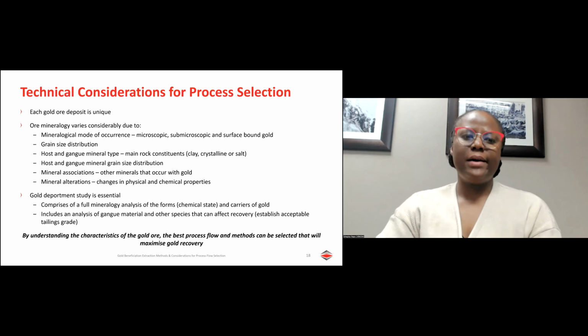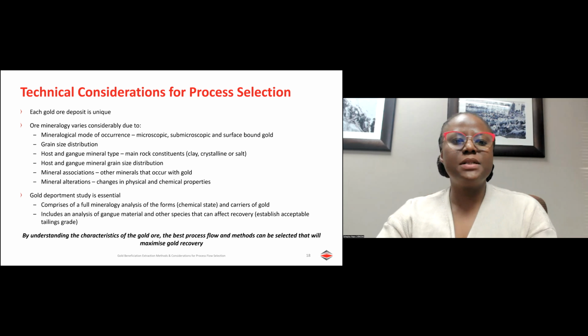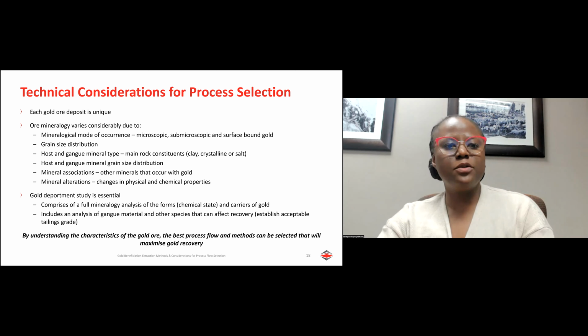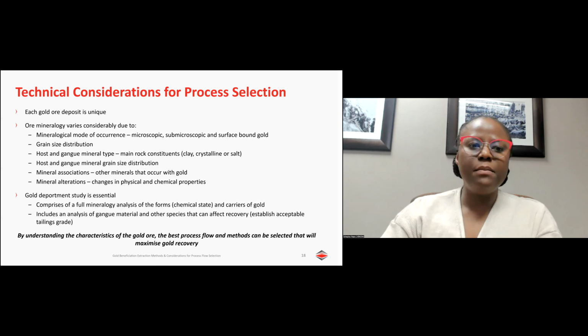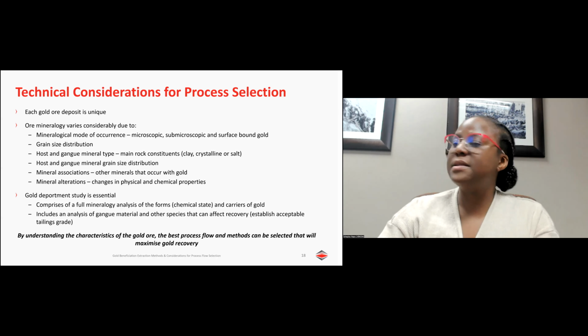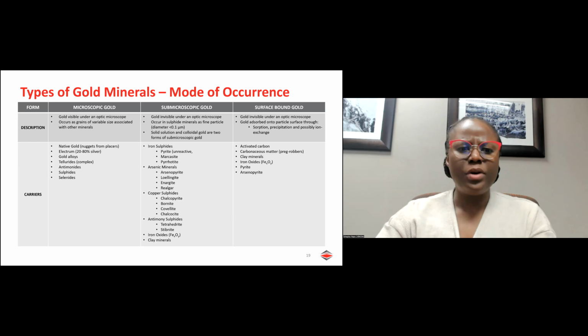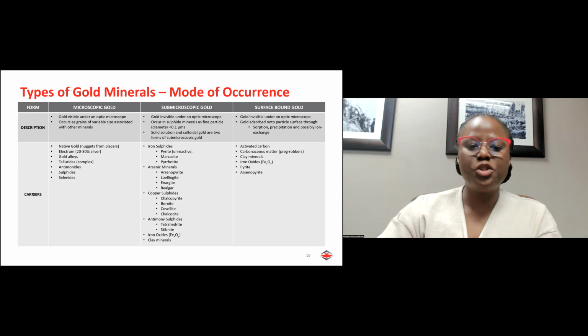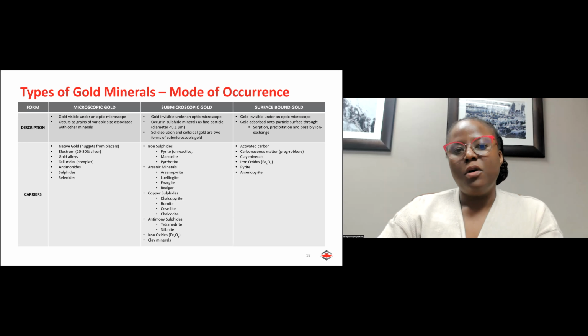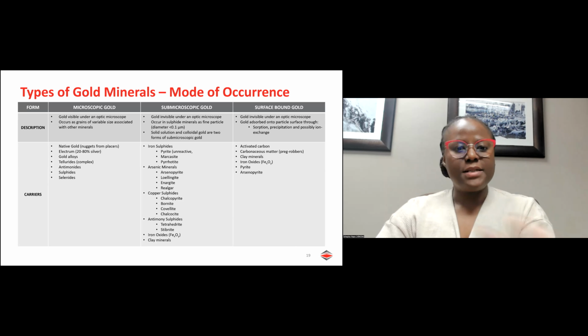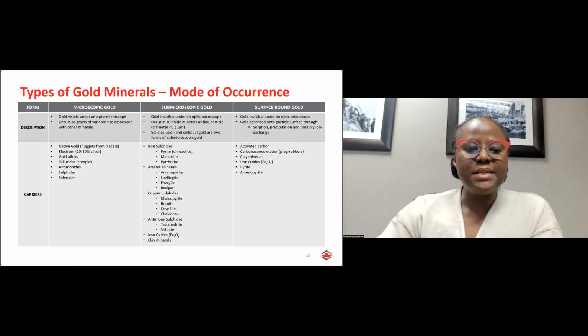Okay, so on this slide, I've got a summary of the types of gold minerals that can be found in different modes of occurrence. So that can be as microscopic gold, as submicroscopic gold, and surface bound gold. I'm not really going to go into this long list, but during the ore mineralogy phase of your study, this is the types of minerals that you might encounter.